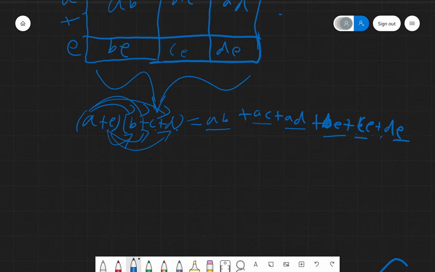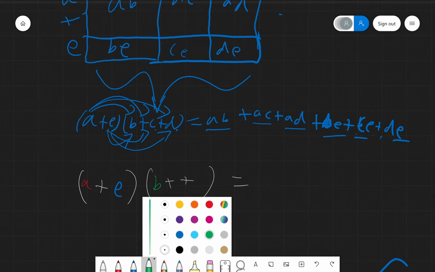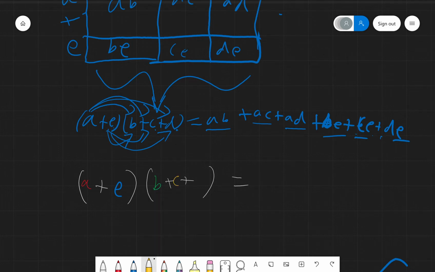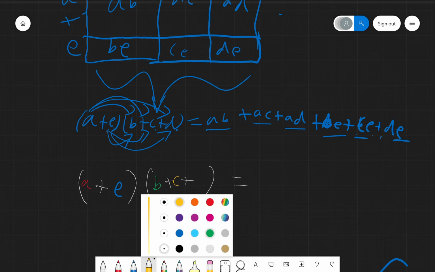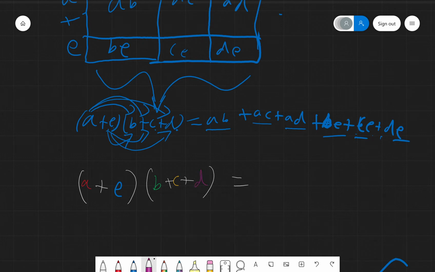Now, I'm going to do it in color code so that you can kind of see what's going on. First we're going to write in white. Now the first color is going to be red: A plus E. Then we're going to have B, then C, then finally D.